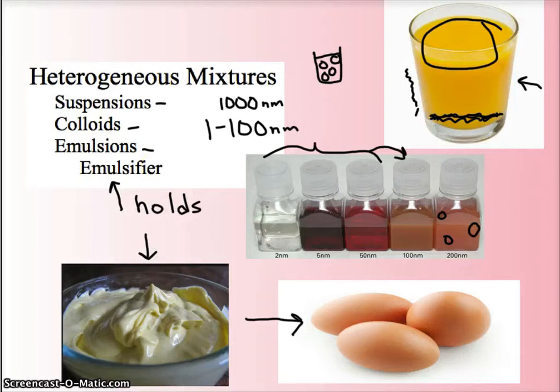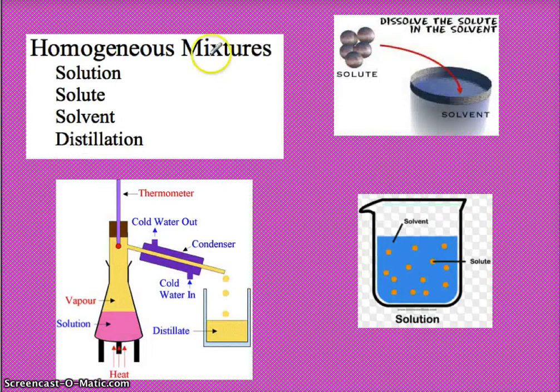Let's talk a little bit about another page here. Let's go to this one. We'll talk a little bit about homogeneous mixtures. Homogeneous mixtures, you see we have a few terms here also: solution, solute, and solvent. The solute is what is mixed into the solvent. The solvent is like the water and the solute is like the sugar.